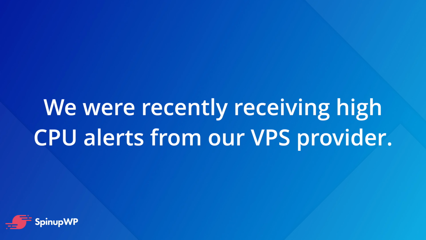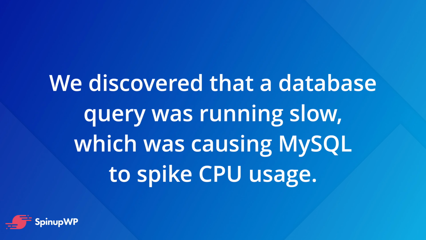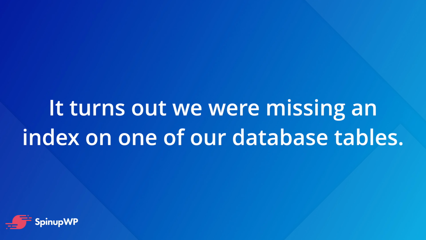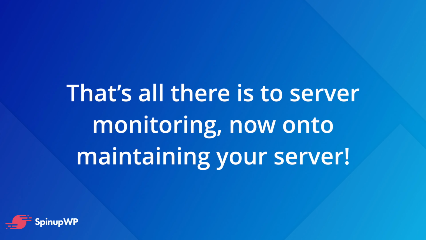We were recently receiving a high CPU alert from our VPS provider. After performing some application monitoring using New Relic, we discovered that a database query was running slow, which caused MySQL to spike CPU usage. It turns out that we were missing an index in one of our database tables. Adding the index resulted in a big drop in CPU usage. That's all there is to server monitoring. Now on to maintaining your server.